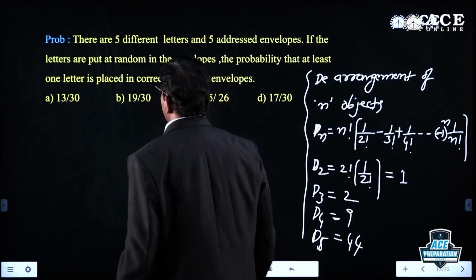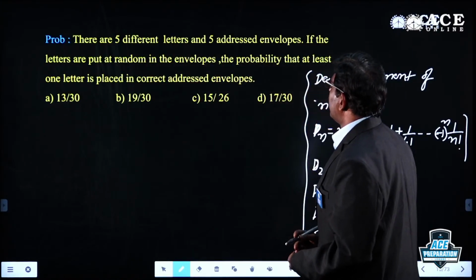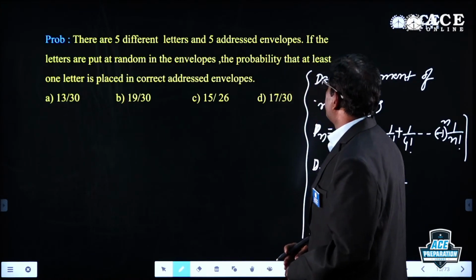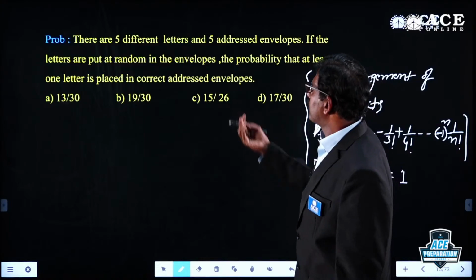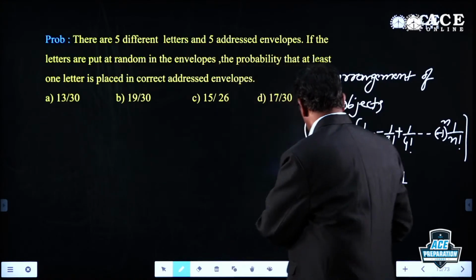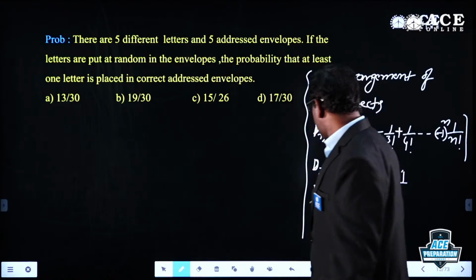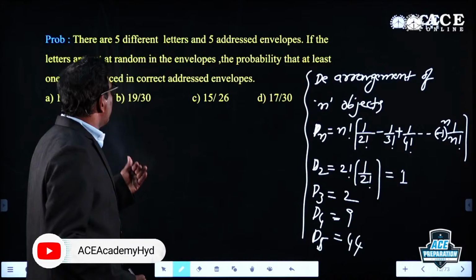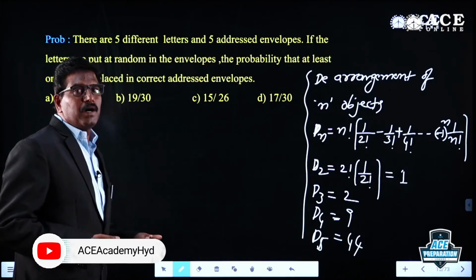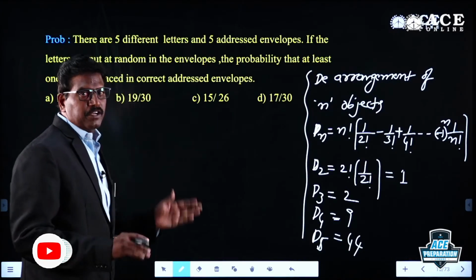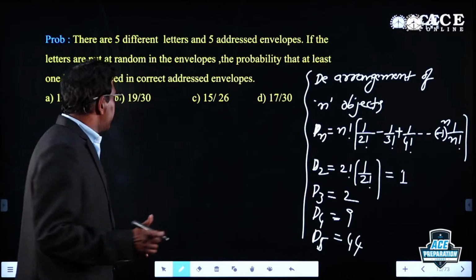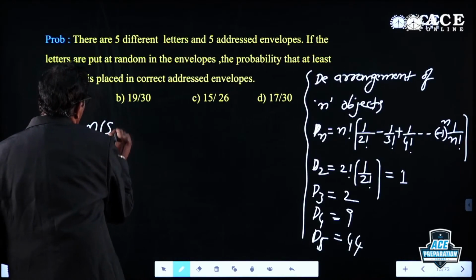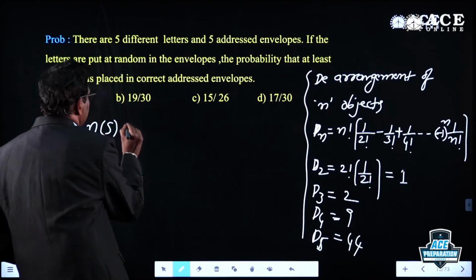Now here, there are 5 different letters and 5 addressed envelopes. If the letters are put at random in the envelopes, the probability that at least one letter is placed in the correctly addressed envelope. D5 will be helpful for the numerator. Now first we have to fix the denominator. What is the denominator? All possible arrangements, wrong or right, you leave it. All possible arrangements you have to write in the denominator first. That is the solution. What is n of S?